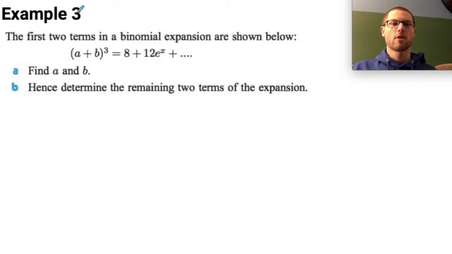In this example, we're kind of working backwards. We're given the first two terms in this binomial expansion. It's going to be some a plus b cubed is going to equal 8 plus 12 times e to the x plus dot dot dot. And what we want to do is find what the original a and b terms were, and hence, using that information, determine the remaining two terms of the expansion.